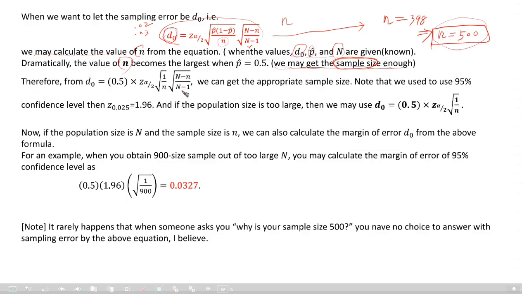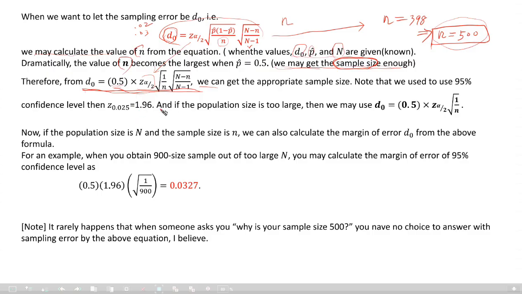Therefore, here p hat equals 0.5. Plugging 0.5 in, we get square root of 0.5 times 0.5, z alpha over 2, times square root of 1 over n, times square root of capital N minus n divided by capital N minus 1. This equation comes to here, and we can get the appropriate sample size from this equation. Get it? Note that we usually use the 95% confidence level, then the z value is 1.96.